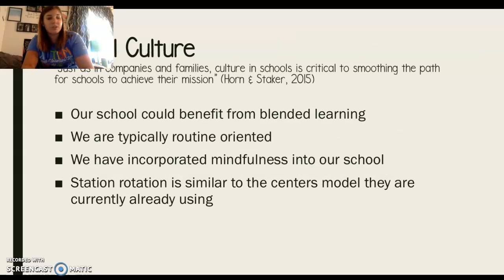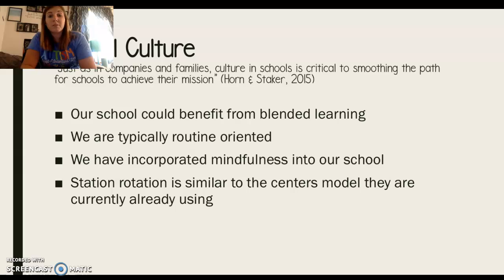Okay, so school culture. How does the blended model fit with the class and the culture? So just as in companies and families, culture in schools is critical to smoothing the path for schools to achieve their mission. I fully believe this, that culture is what makes us achieve our goal together.